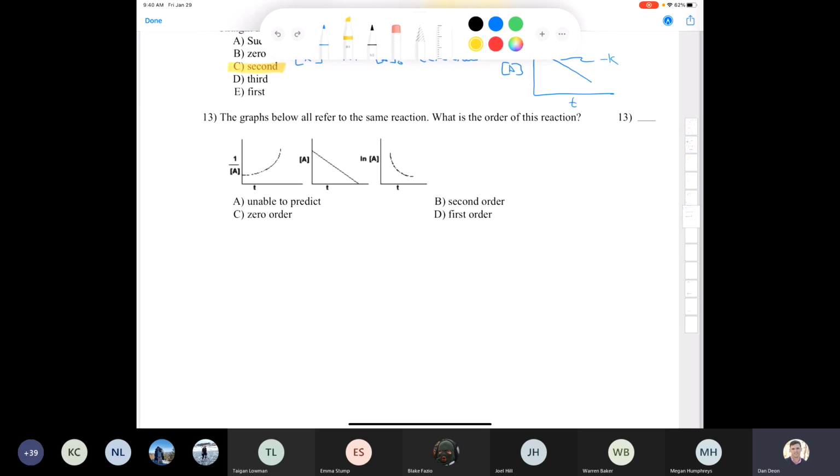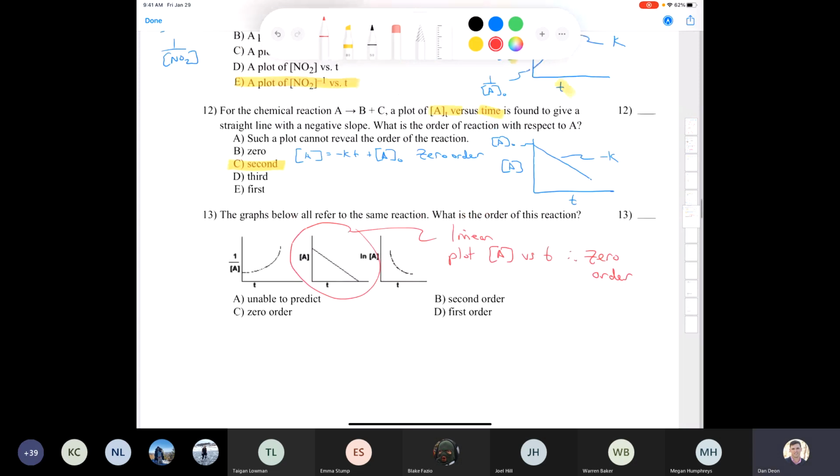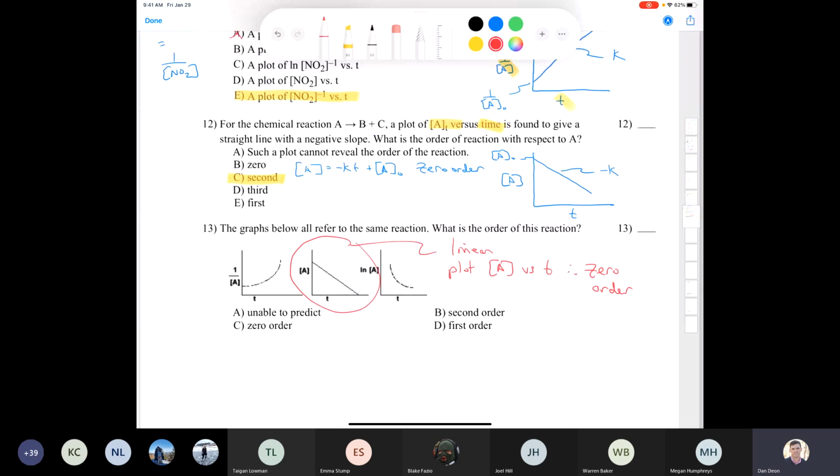This one is zero order, right? Because these two are nonlinear. These are curved. We're looking for a linear slope, right? This one is linear, and the plot is concentration of A versus time, which is zero order. The exact same thing we saw in the last one, right? We plot the concentration of A versus time in a zero order reaction, and we get a linear slope.